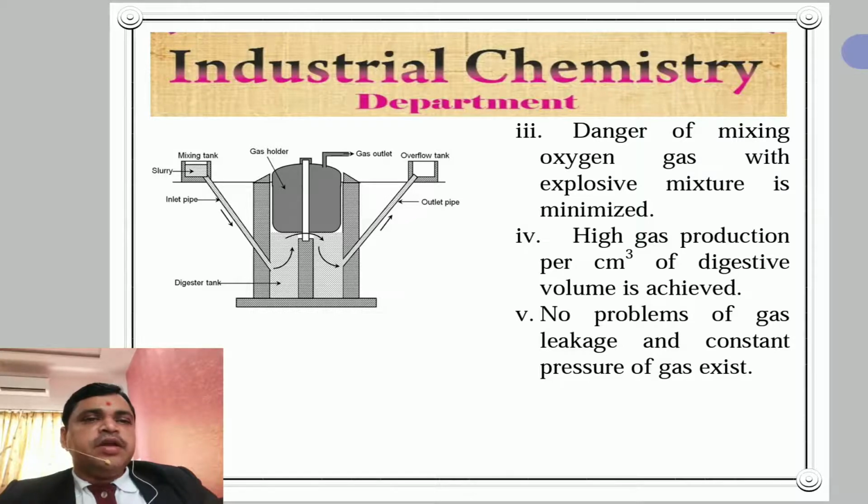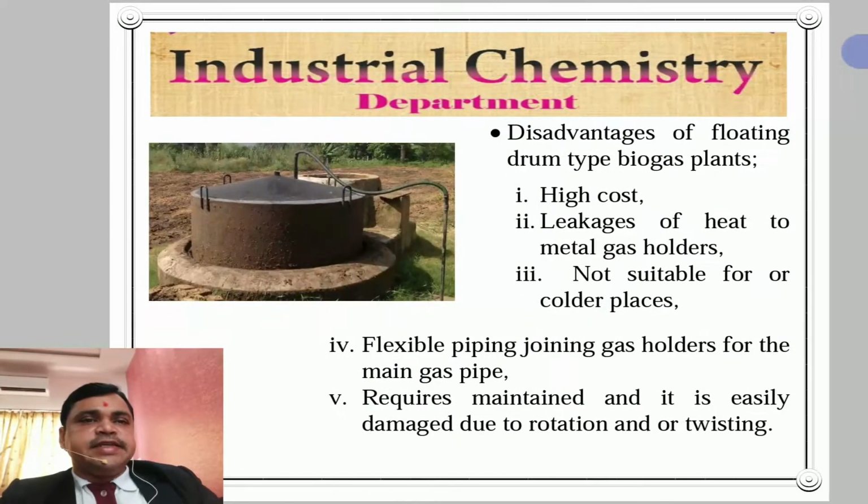And number 5, no problems of gas leakage and constant pressure of gas exist. It is also very important. There is no problem of gas leakage because it is constructed under the ground level, and we get constant pressure of methane gas. These are the main advantages of the KVIC type biogas plant. Now we discuss disadvantages.